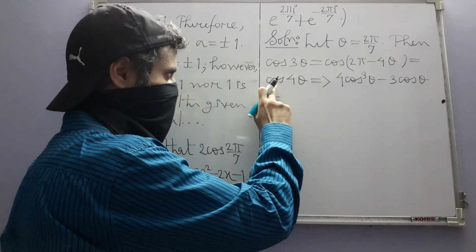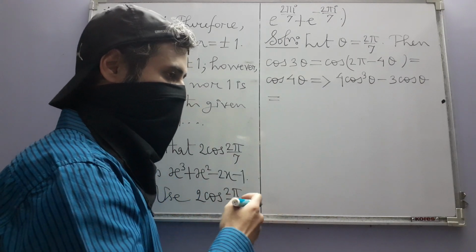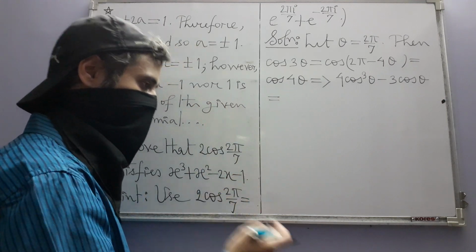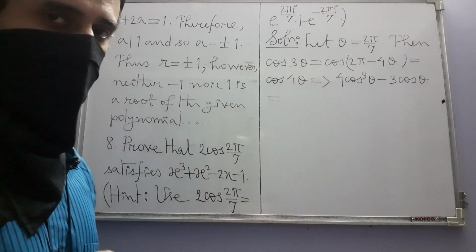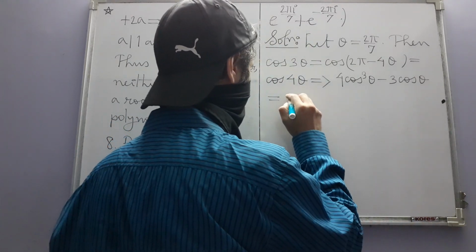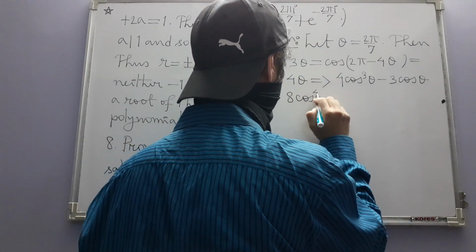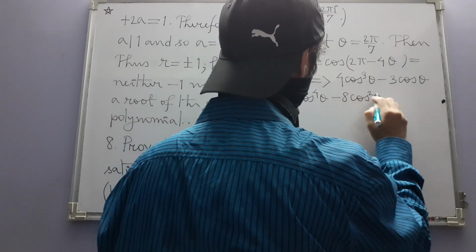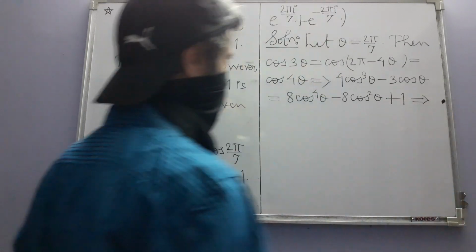so what is it that you have here? Cos 2 times 2 theta. So that will be 2 cos square 2 theta minus 1. And then in place of that cos 2 theta, you can again write 2 cos square theta minus 1. Then you have to expand the square, do all the calculations. So if you do that, you will get this: 8 cos to the power 4 theta minus 8 cos square theta plus 1. It's just a matter of calculating the thing.